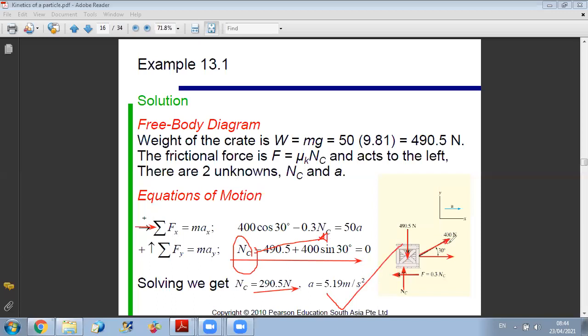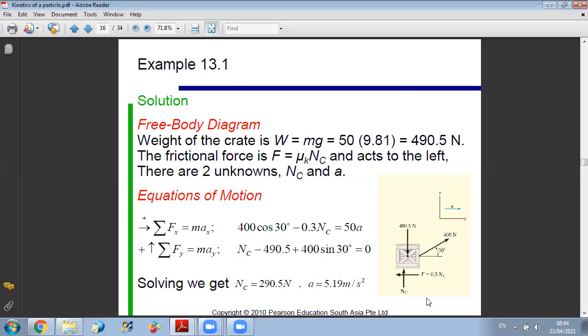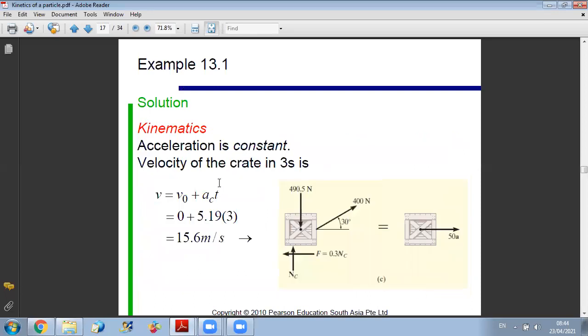And since the forces acting on my system are constant, the acceleration will be constant. And because a is constant, I can apply the formulas developed in chapter 12 for constant acceleration to get the velocity. So I can just write that the velocity is given by V0 plus a constant times t. Since it's starting from rest, V0 is 0, and I replace a by its value and t by its value to get the velocity in 3 seconds.